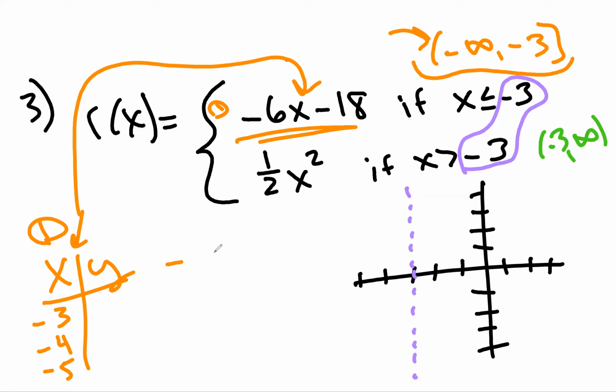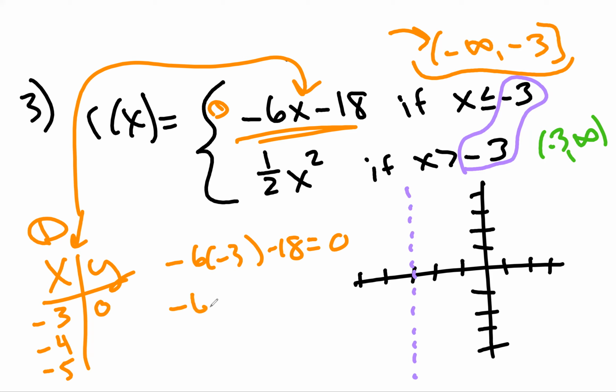And so we're going to have -6 times -3 minus 18. Now, my advice is to type this straight into your calculator. So -6 times -3 minus 18, that's going to give me the number 0. So I'm going to have the point (-3, 0). I'll graph the points in a minute.